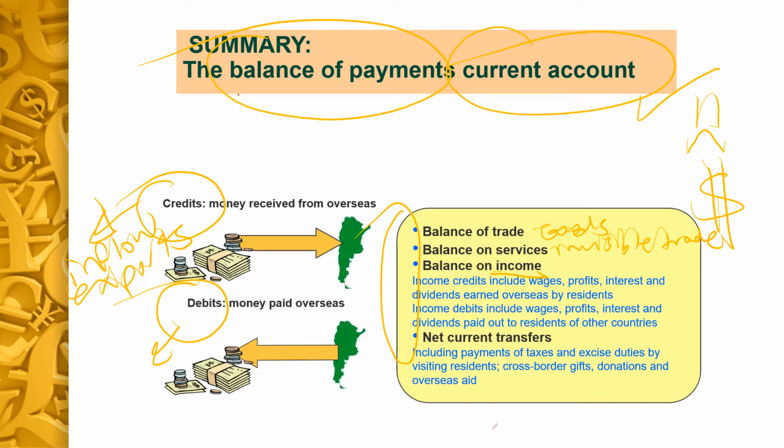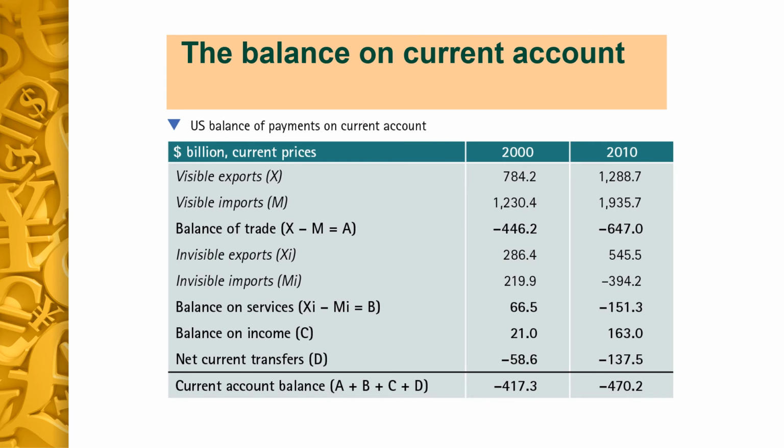So I need you to know that when we are going to calculate it, as you will see in this slide, how do we calculate it? Each period, government statisticians will add up all the credits on the current account and all the debits. Deducting the sum of debits from the sum of credits will give the final balance on the current account.